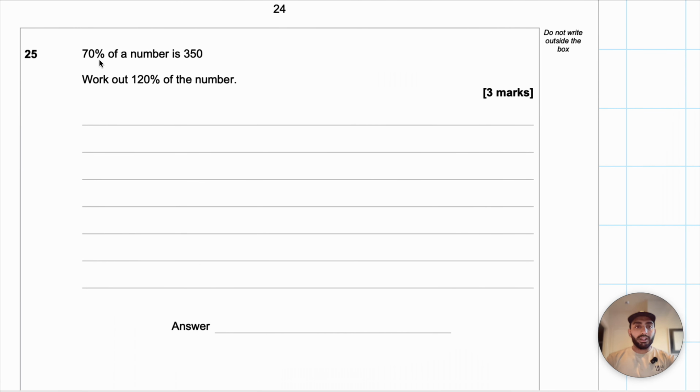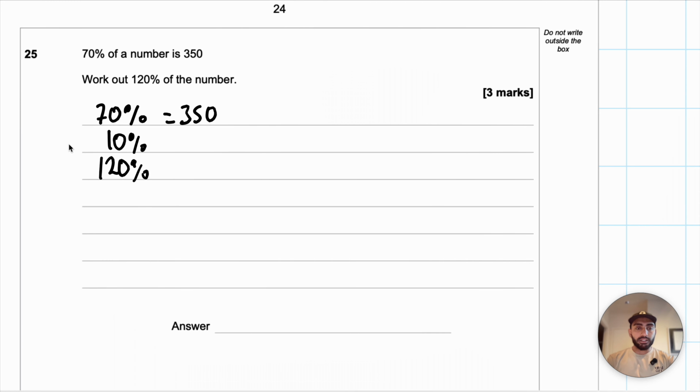Question 25. 70% of a number is 350. So let's change that into a fact. So 70% is equal to 350. Work out 120% of the number. So we're trying to get to 120%. What number goes nicely into both 70 and 120? For this one, I think I would choose 10. 10 is normally a good number to go to.